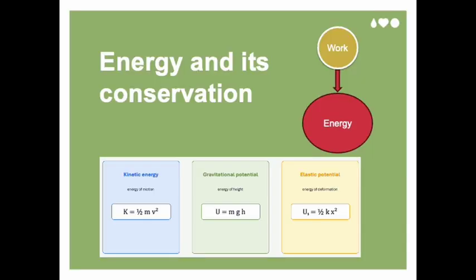Now that we understand force and acceleration, we are ready to move to energy. We'll begin with work, how forces transfer energy, and then introduce three forms of mechanical energy: kinetic energy, gravitational potential energy, and elastic potential energy.